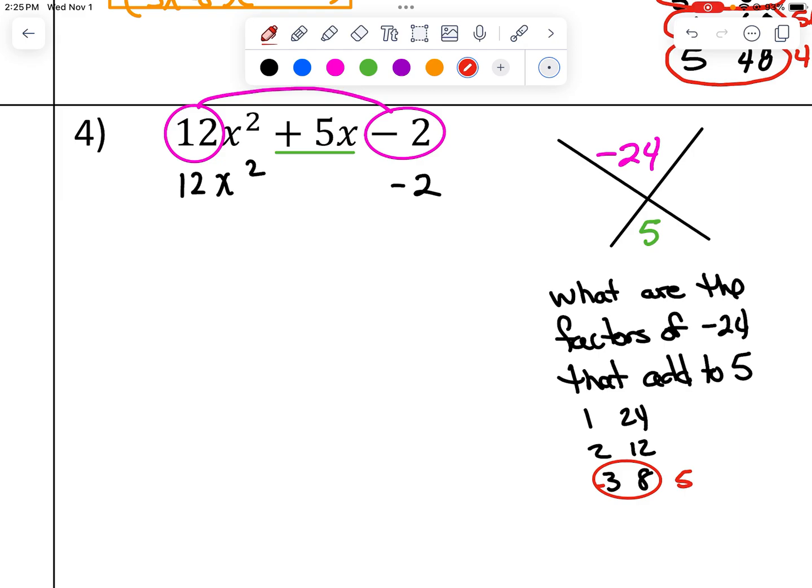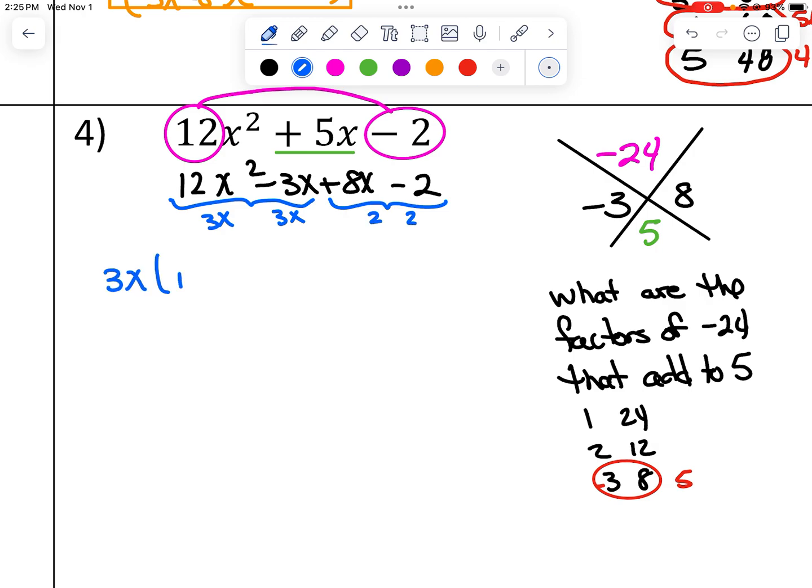So we want negative 3 and 8. So we're going to go minus 3x and 8x. And then we're going to break them up into pairs. These have a 3x in common. These have a 2 in common. So 3x gives us a 4x minus 1. And plus 2 gives us a 4x minus 1.